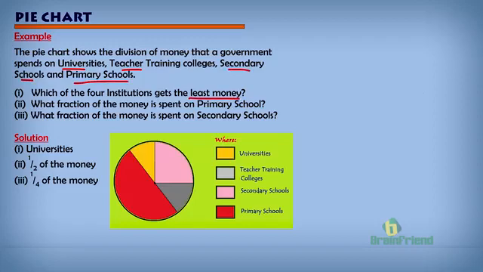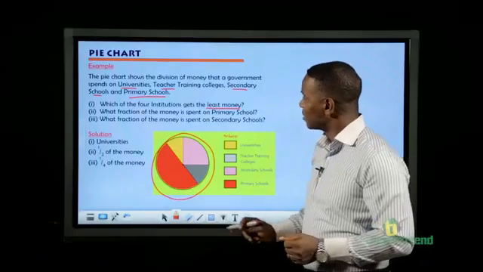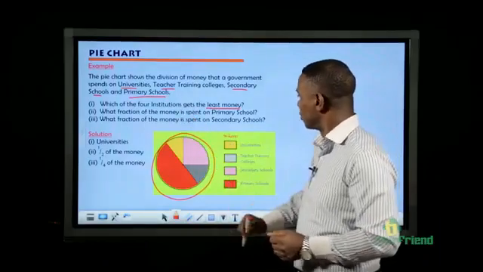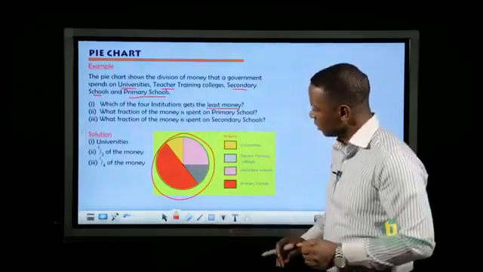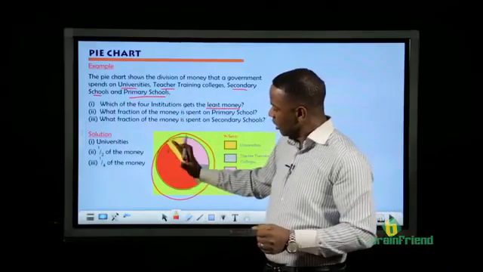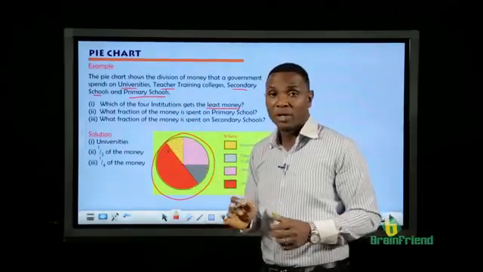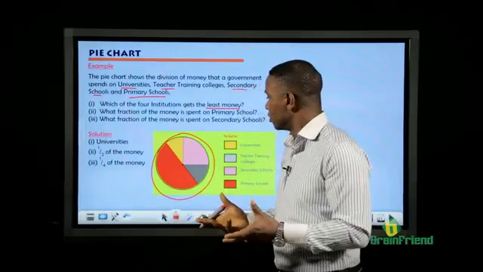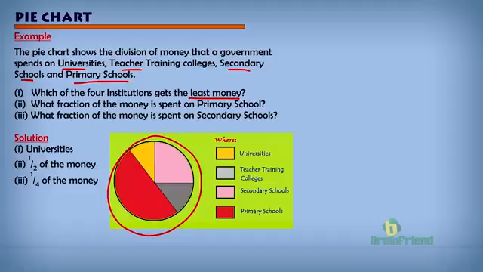We have a pie chart that is already drawn for us, and we've been asked to identify which institution gets the least money. Now, in pie charts, we said each sector is represented by different colors or shades in order to differentiate them. The color here represents universities. The color here represents teacher training colleges. The pink color here represents secondary schools, and the red color represents primary schools.